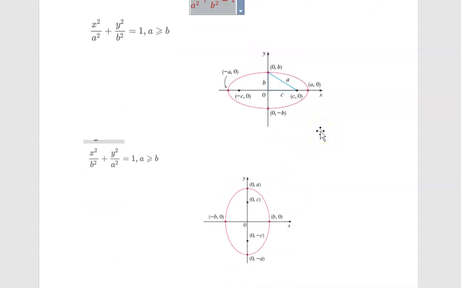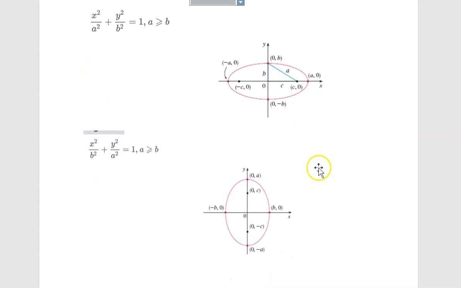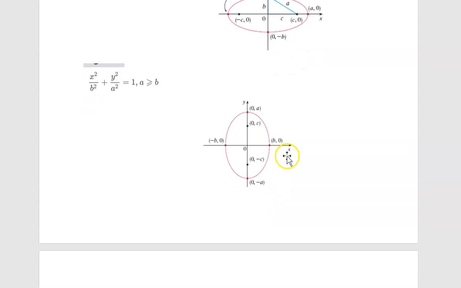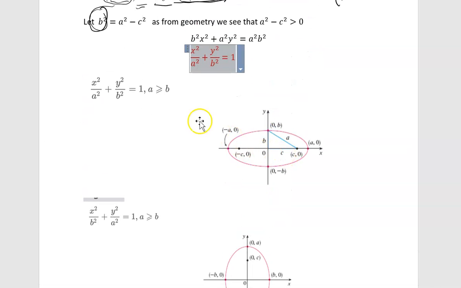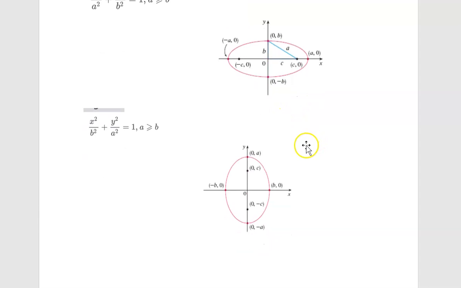But on the other hand, if the stuff underneath the Y is bigger than the stuff underneath the X, then we will have an ellipse like this, which is slimmer, or a more vertical type of ellipse. So remember, when the stuff under the X is bigger, the foci are along the X-axis. When the stuff under the Y is bigger, the foci are along the Y-axis.